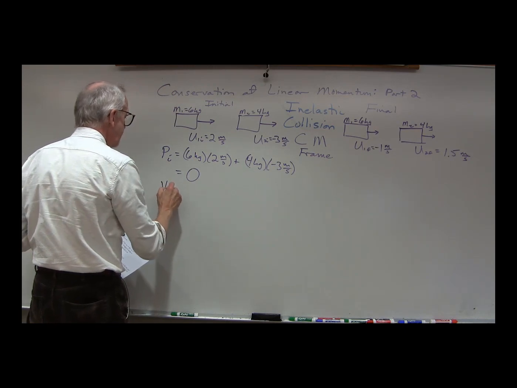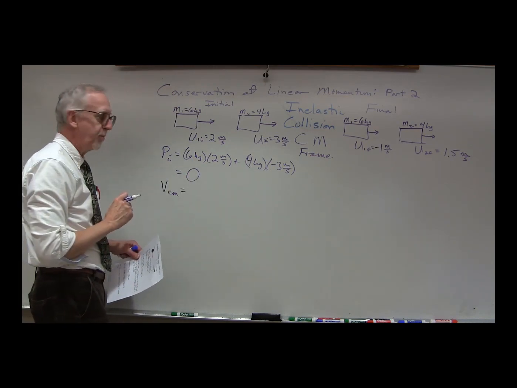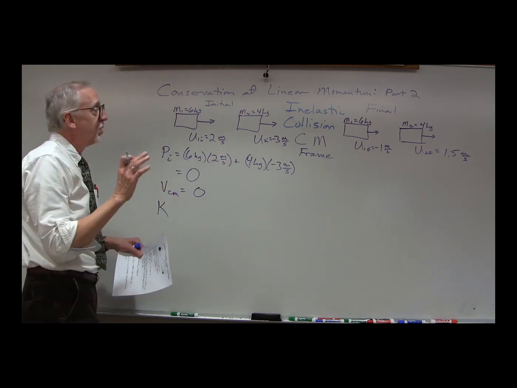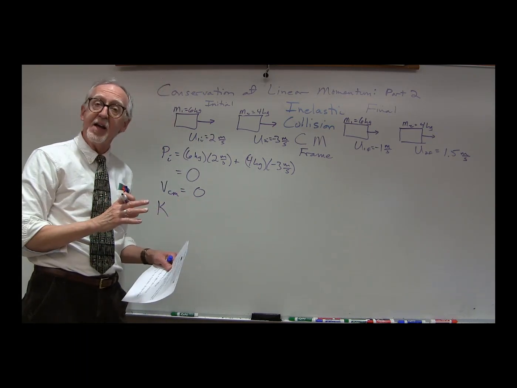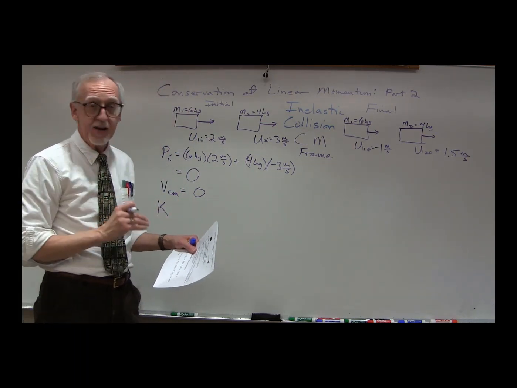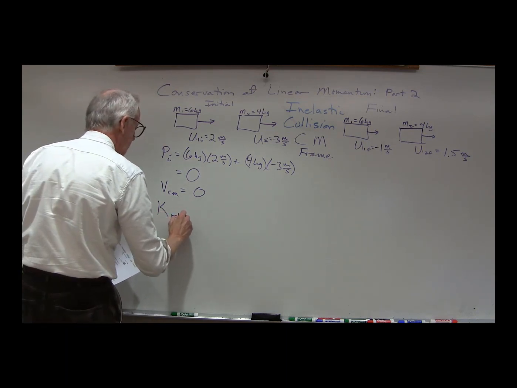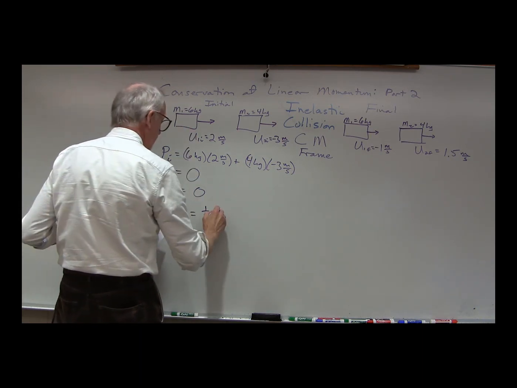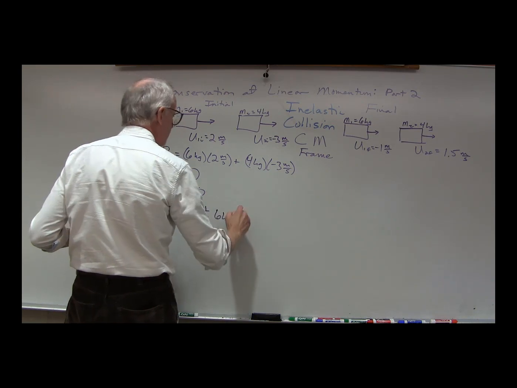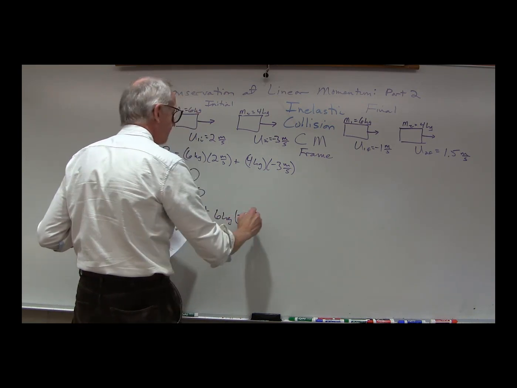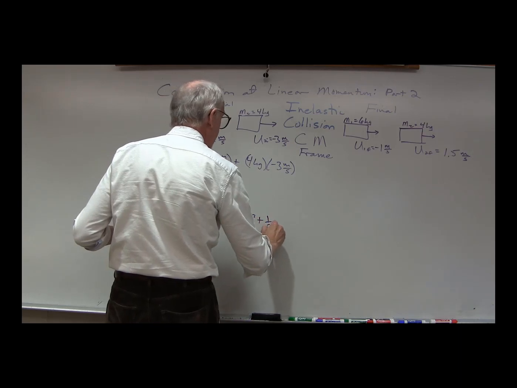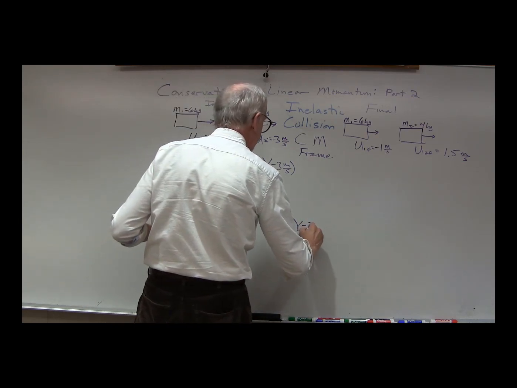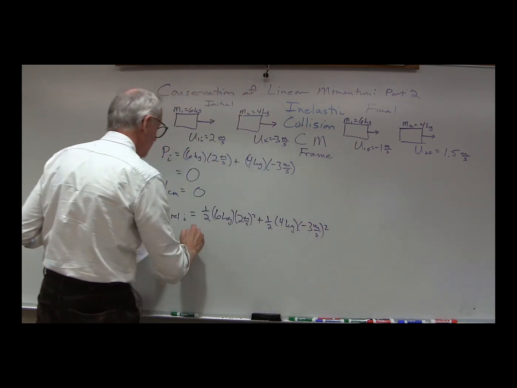What is the velocity of the center of mass? Again, 0 total momentum, 0 velocity for the center of mass. What is our kinetic energy? Now, remember, in the center of mass frame, the kinetic energy we are determining is the relative kinetic energy. So this will be K rel initially, and we get 1/2 times 6 kilograms times 2 meters per second squared, plus 1/2 times 4 kilograms times negative 3 meters per second squared.